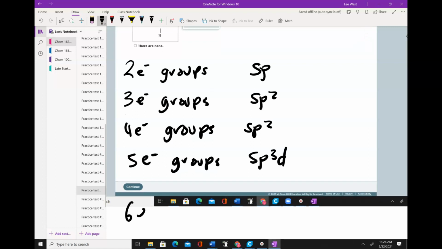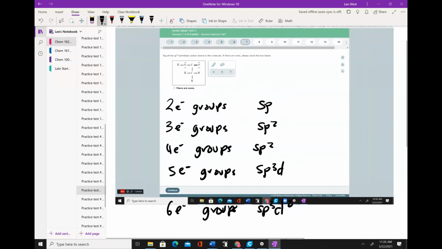And 6 electron groups, sp3d2. So as long as you keep that in mind, you're good. So let's just have a look at that guy there. Remember that an electron group is a bond of any type or a lone pair.